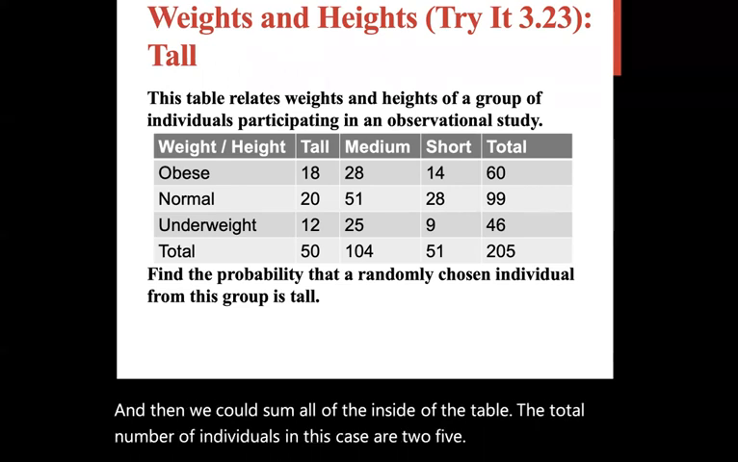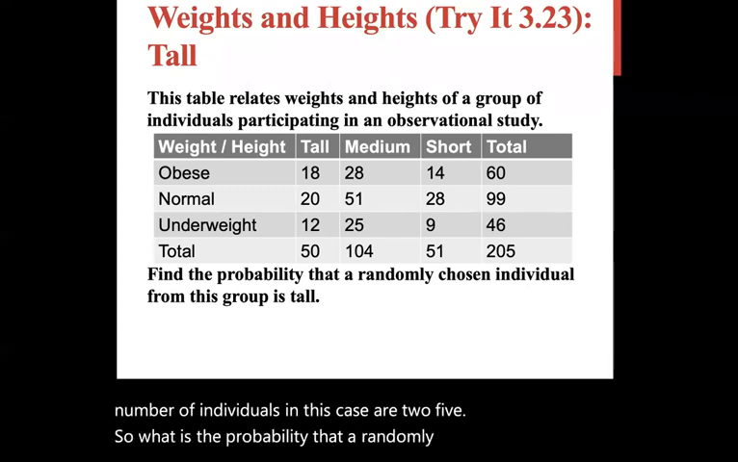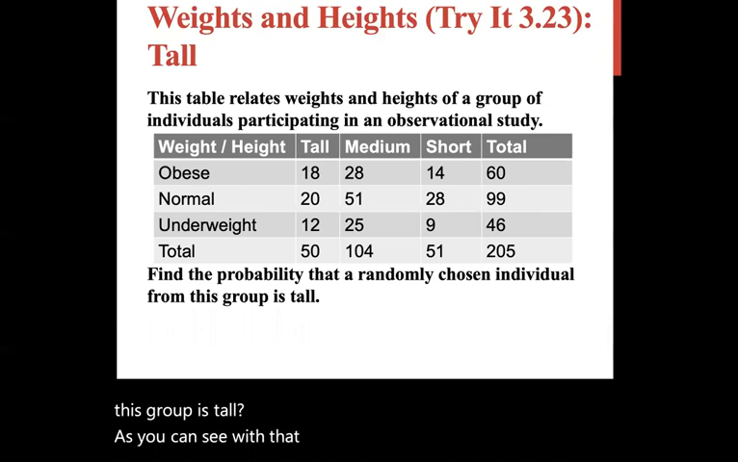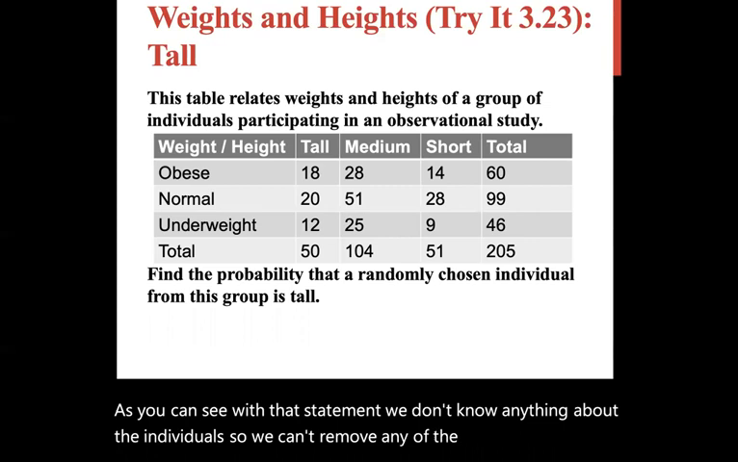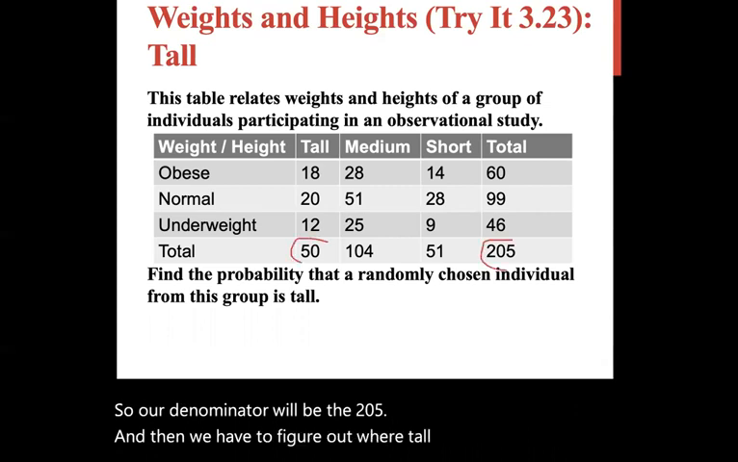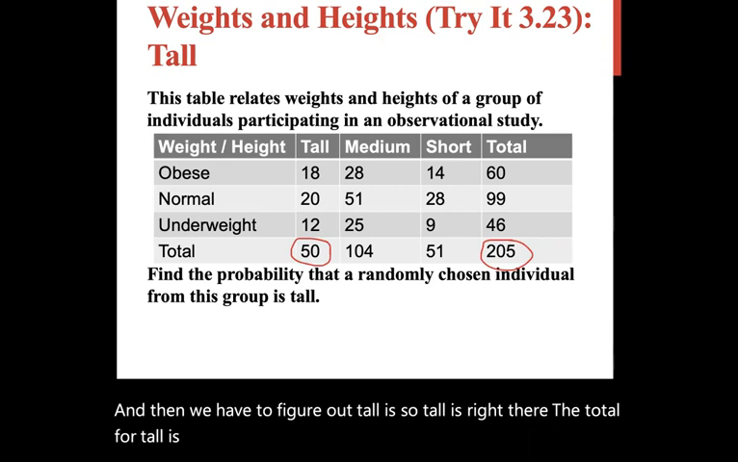So what is the probability that a randomly chosen individual from this group is tall? As you can see with that statement, we don't know anything about the individual, so we can't remove any of the table. So our denominator will be the 205. And then we have to figure out where tall is. So tall is right there. The total for tall is 50 out of the 205 individuals.